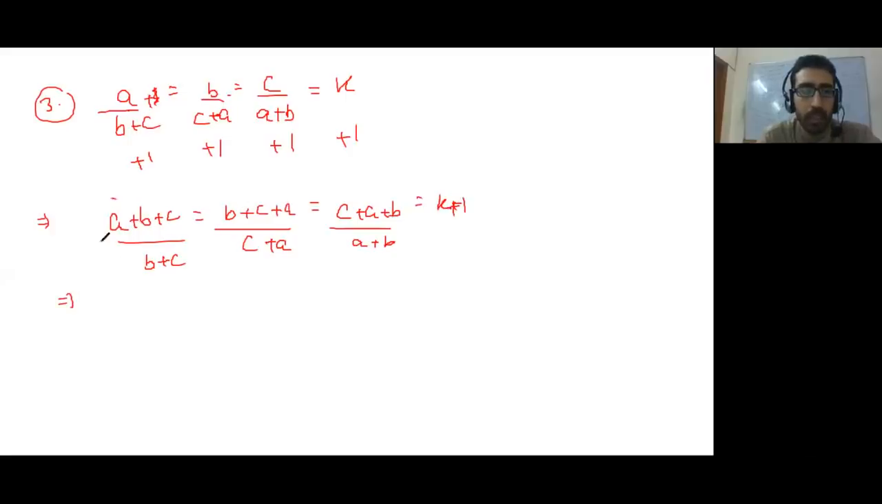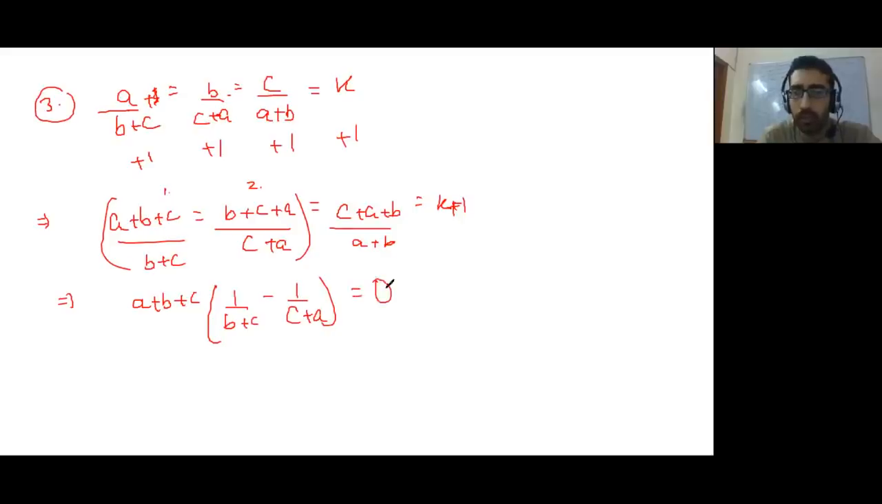Let me just take up 2 of them. I've taken 1 and 2. This is 1. This is 2. If I just equate them, I get a plus b plus c upon b plus c. So I've taken 1 by b plus c here, and I've taken 2 on the left hand side. Subtract this, and I get 1 by c plus a. A plus b plus c is common, and I take that out.